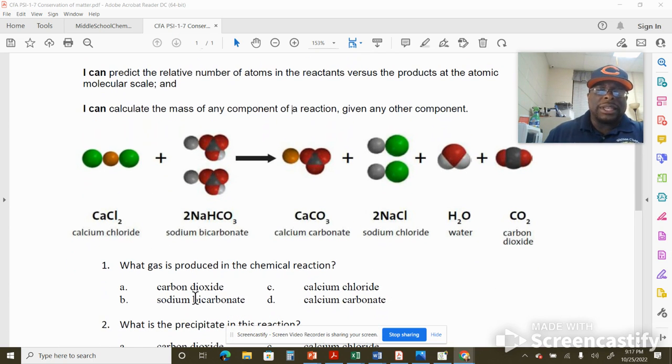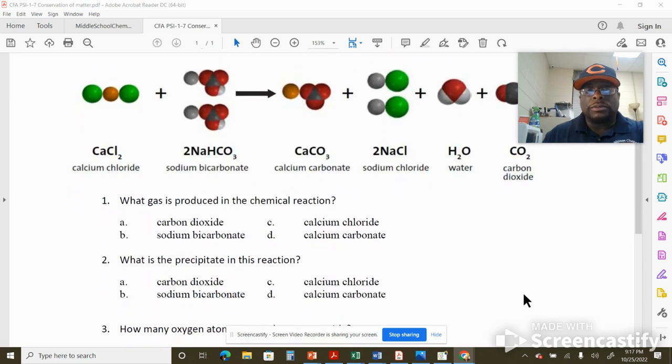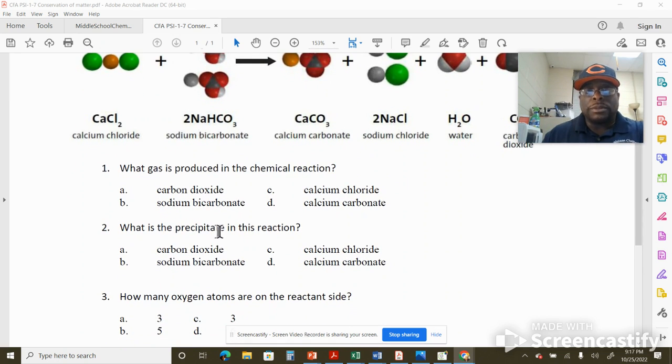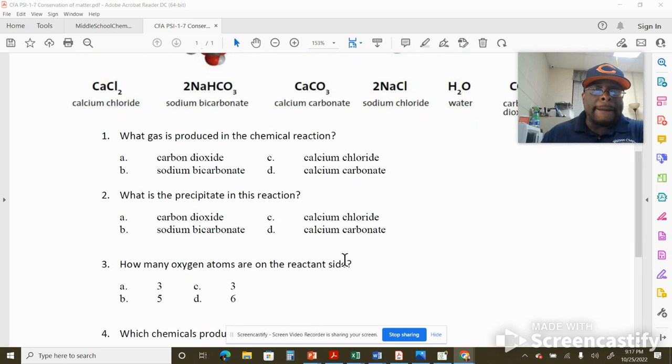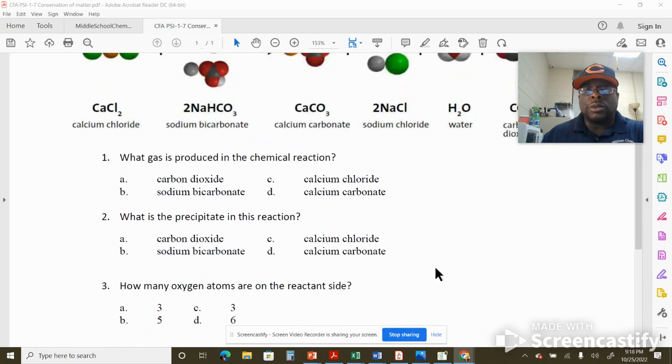All right. So, what is the gas that's produced in this chemical reaction? By memory, we should know way back then that carbon dioxide is a gas at room temperature. Okay. What is the precipitate? Calcium carbonate is insoluble in water. Less than a hundredth of a gram can dissolve in water, so it's basically insoluble. All right, how many oxygen atoms are on the reactant side?